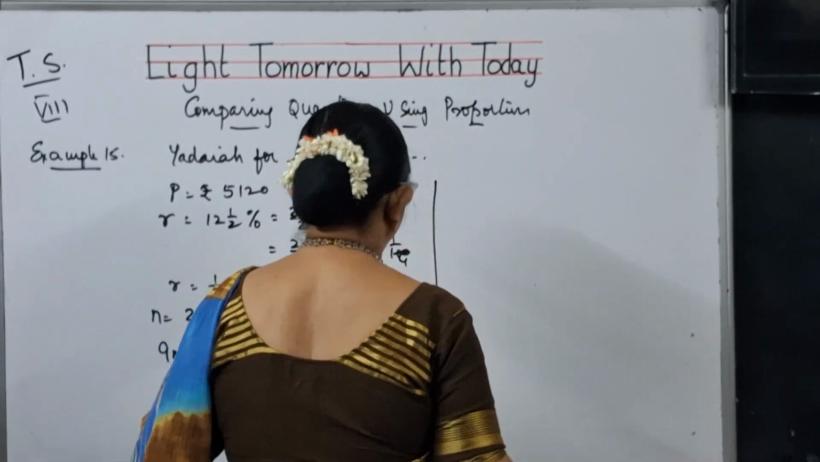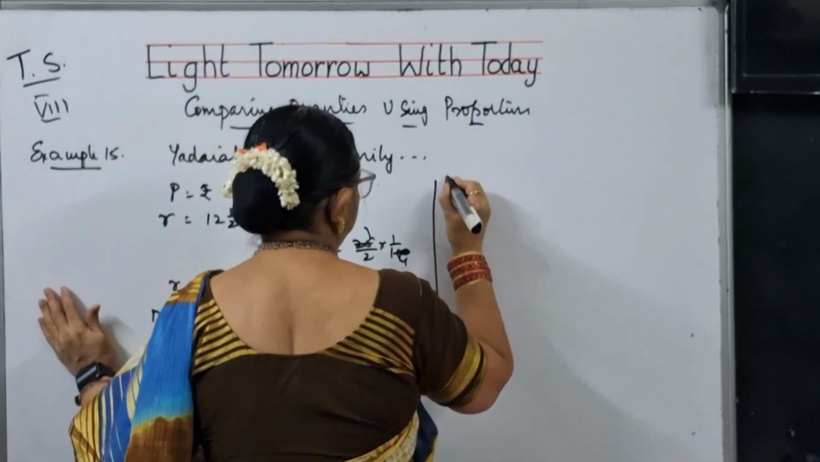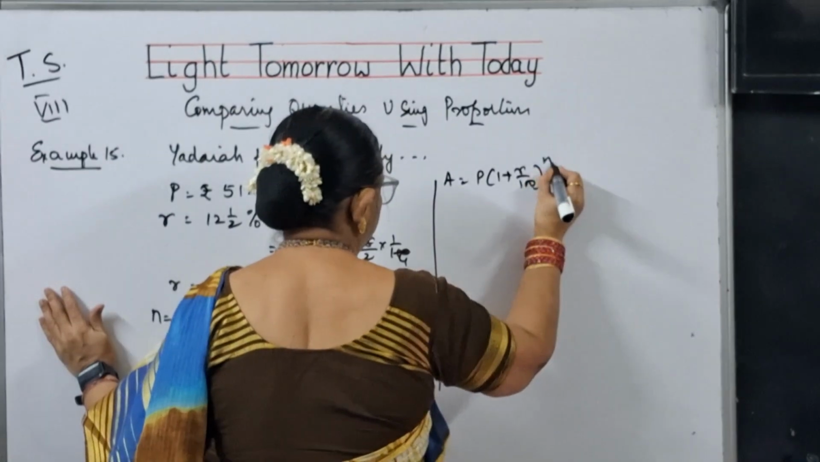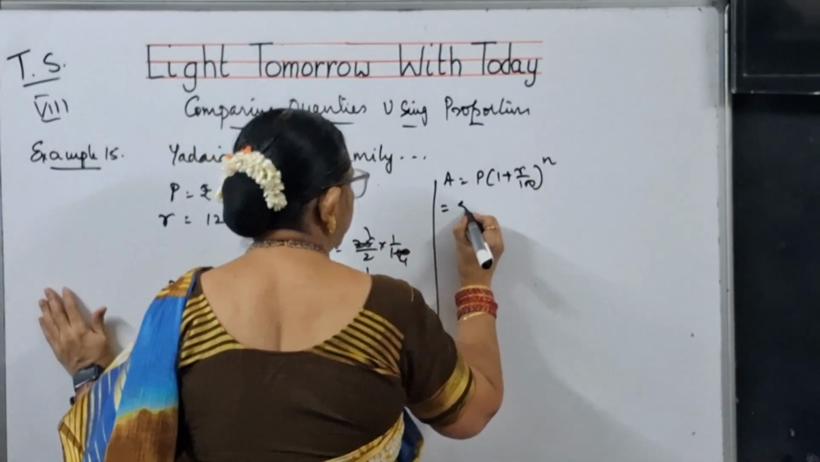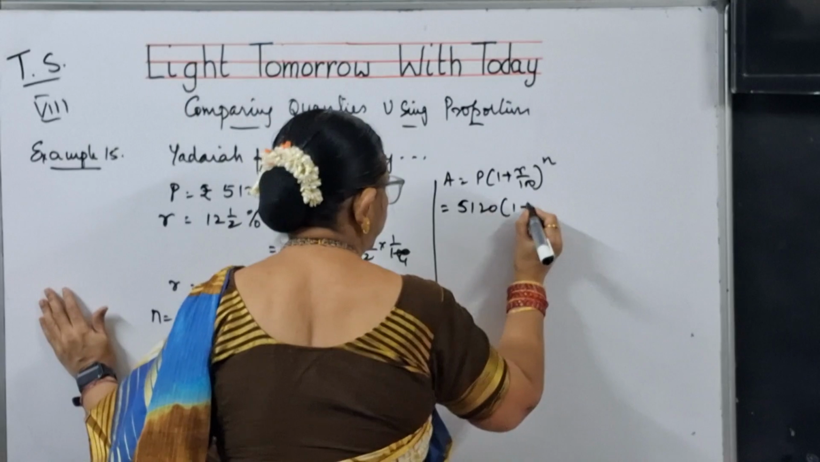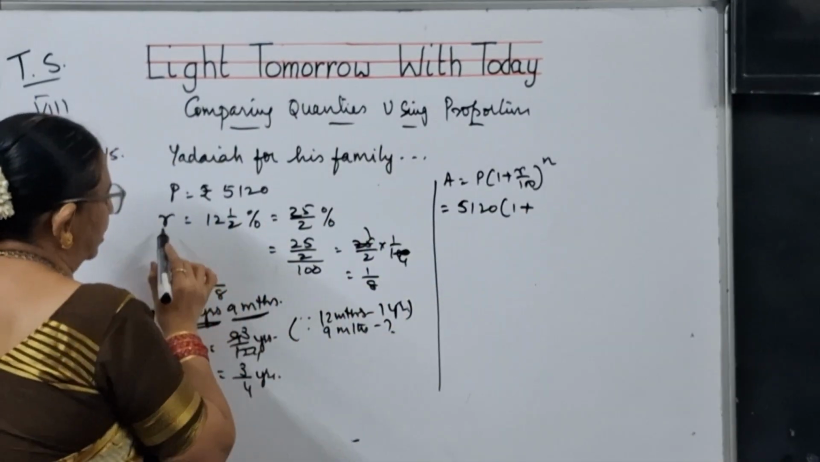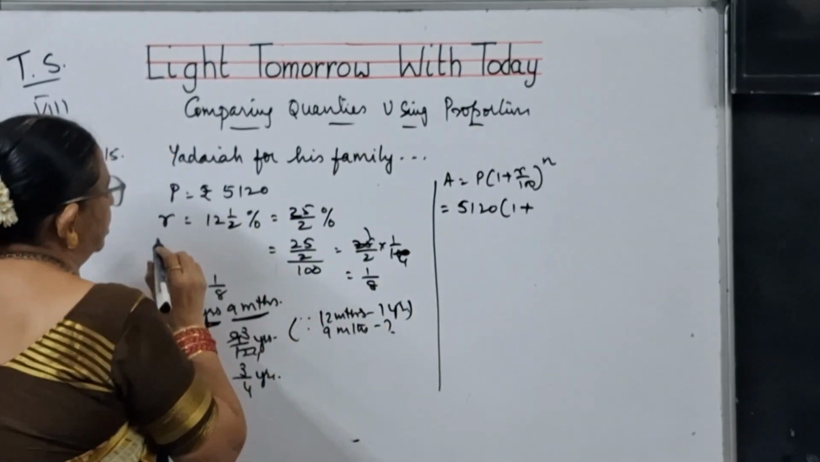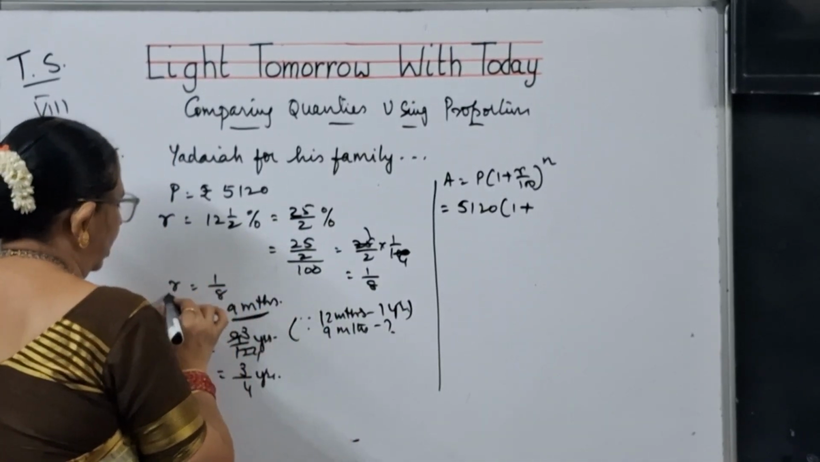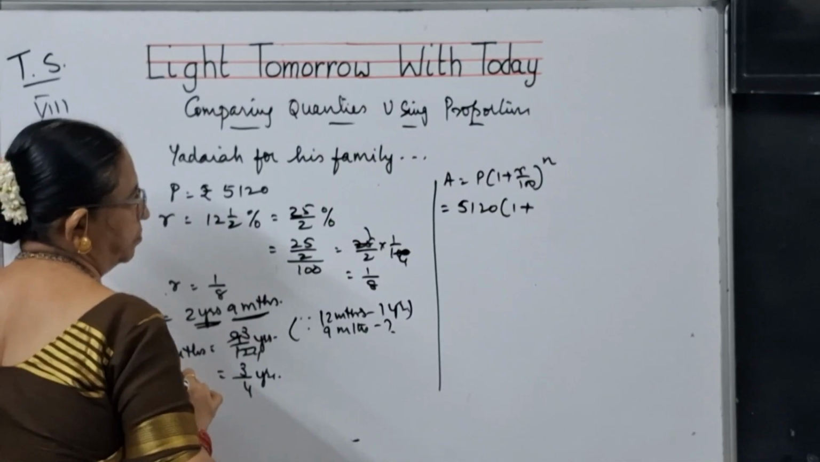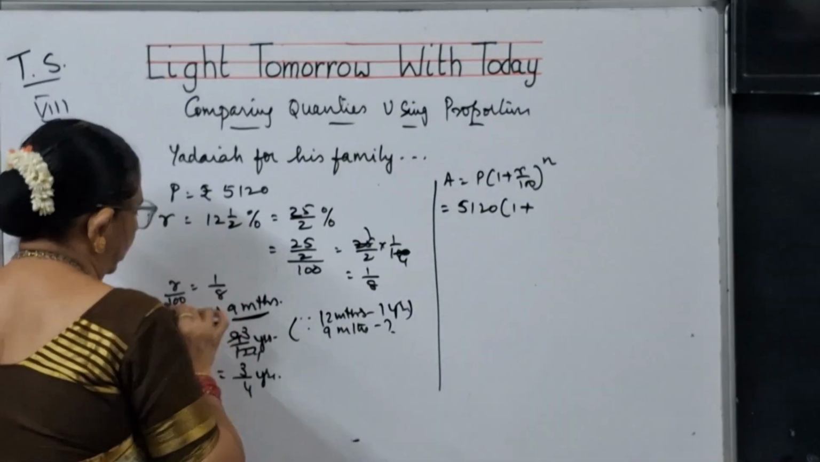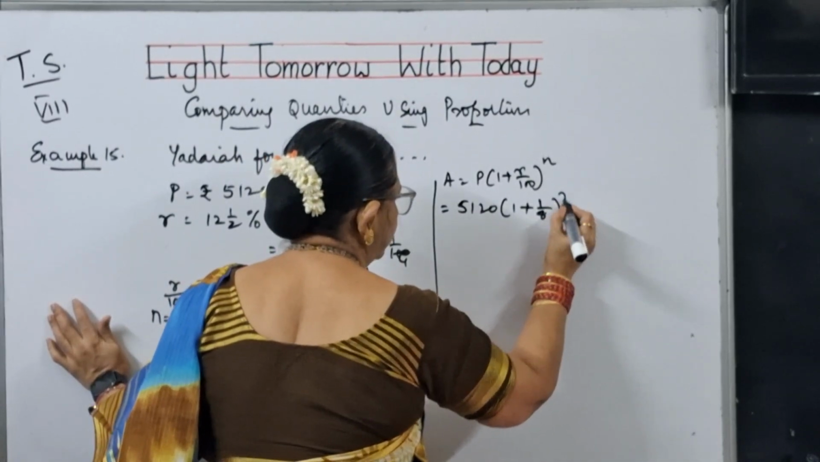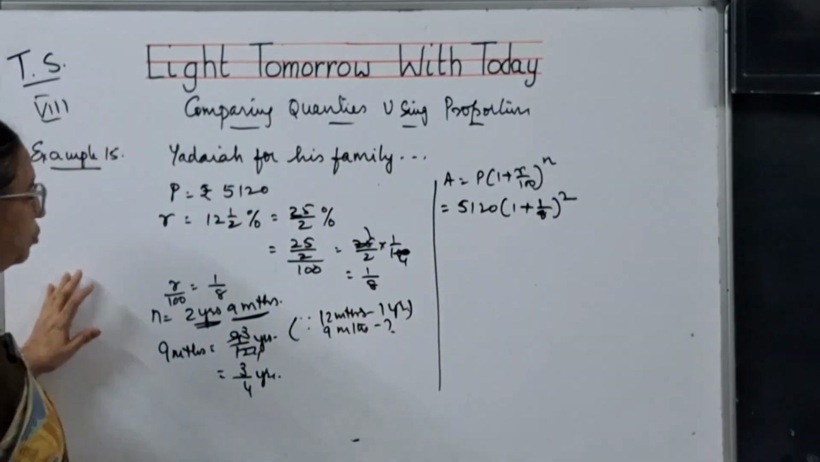So first we need to calculate amount is equal to P into 1 plus R by 100 whole to the power of n. P is how much? 5,120 into 1 plus. I have calculated R by 100 value. Percentage is there, no? That means I have calculated R by 100 is 1 by 8. So instead of R by 100, I'll take 1 by 8 whole raised to the power of 2.